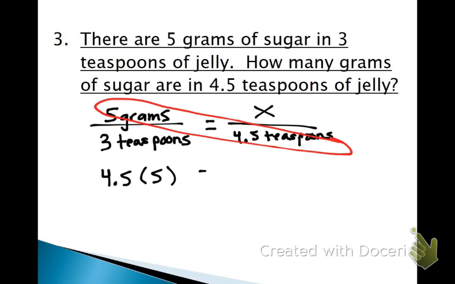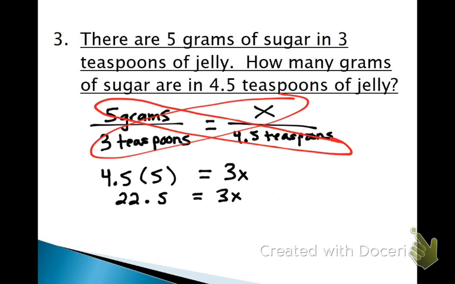4.5 times 5 equals 3 times x. All right, Cheryl, you had told me, what is 4.5 times 5? 22.5 equals 3x. Am I done? No, I've got to get x by itself. How do I get x by itself? Divide it by 3 on both sides. This one turns into 1x equals what, guys? 7.5.